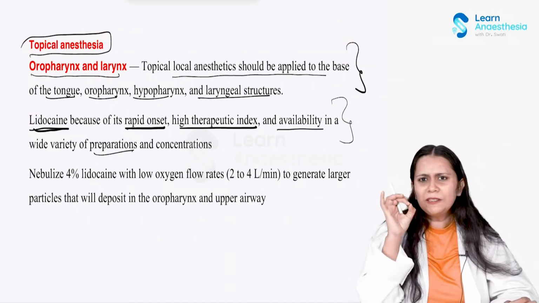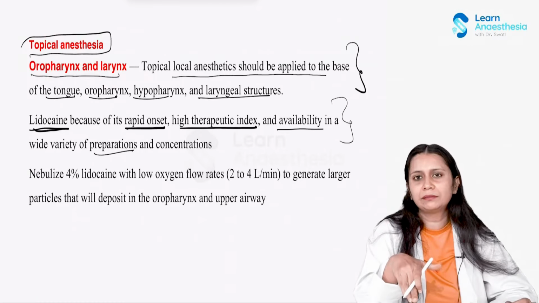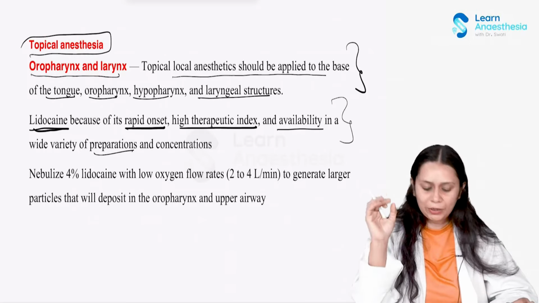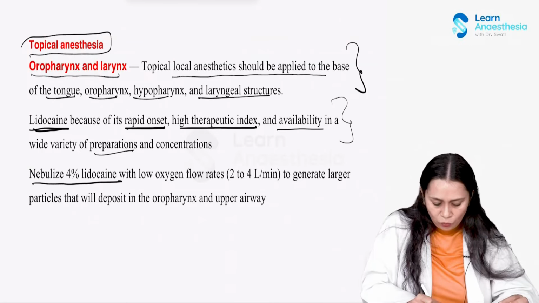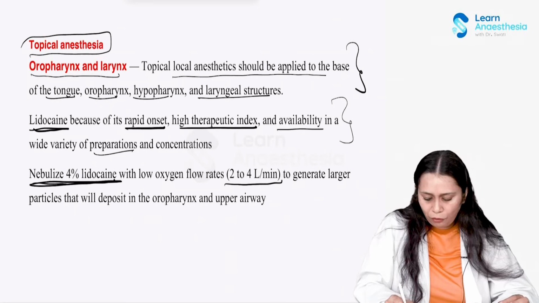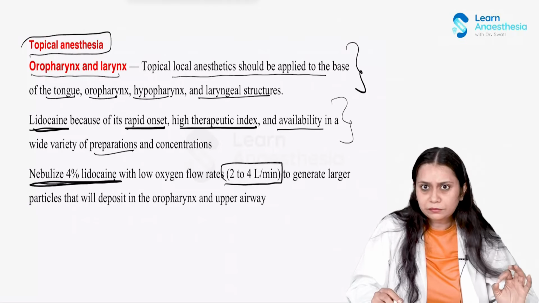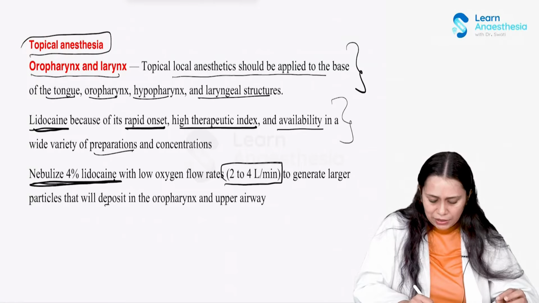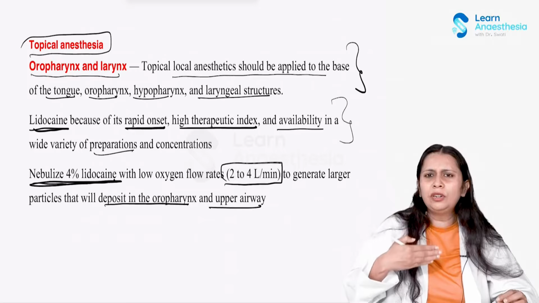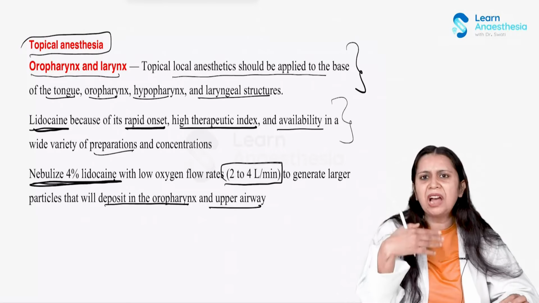Okay. Now, what is the best topical way of anesthetizing the entire airway? Well, that would be nebulization with 4% lidocaine, with oxygen flow at the rate of 2 to 4 liters per minute to generate larger particles of lidocaine. So it will deposit in the oropharynx and upper airway. It provides very good anesthetization of the entire airway.